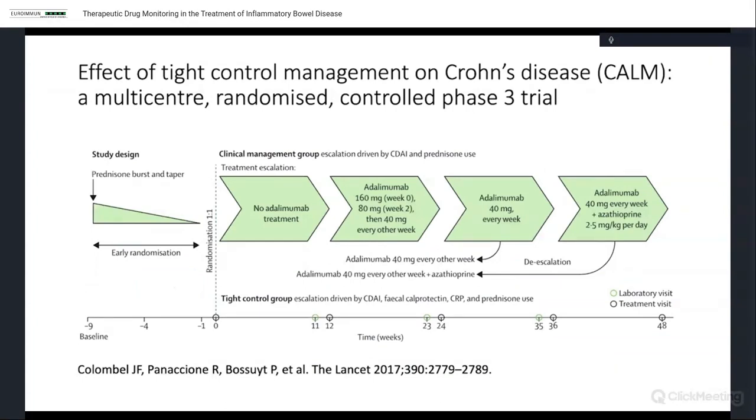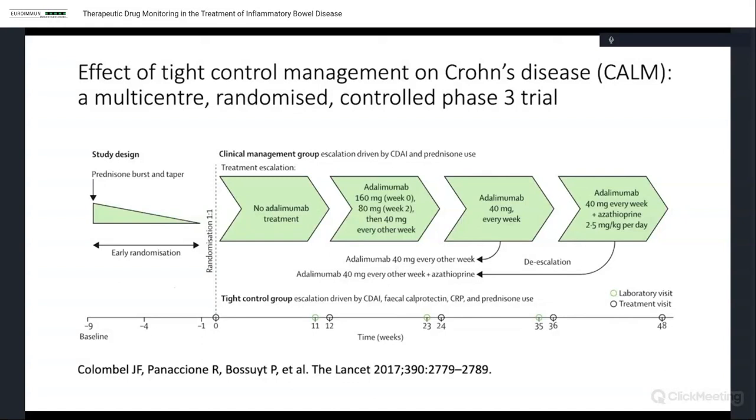And this treat-to-target approach has been proven effective for optimizing outcomes. So here I'm sharing a randomized controlled trial called the CALM study, which is a multi-center randomized controlled phase 3 trial of tight control management for Crohn's disease. So in the CALM trial, patients were treated with a prednisone burst, which was tapered, and randomized to either a clinical management group or a tight control group.